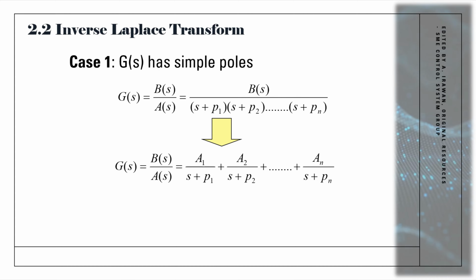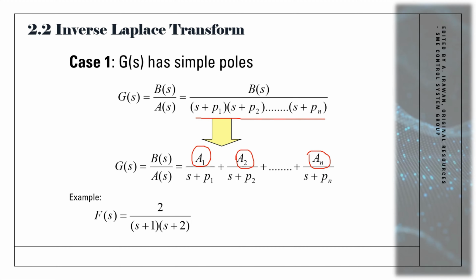For example, we have a simple pulse like this, with the example below. We have several factors in the denominator like this, so we need to split this one by using this theorem. We need to split this into single numerators like this, A1, A2, until An.